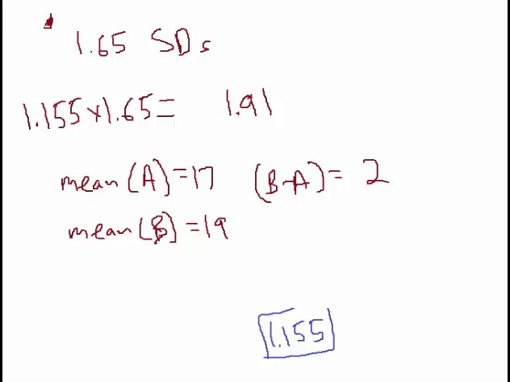So, with a confidence interval of 90%, we can say with 90% confidence that pill B is in fact better than pill A. Pure chance, pure luck, pure randomization would only account for a maximum difference of 1.91. It would not account for a 2-pound difference.